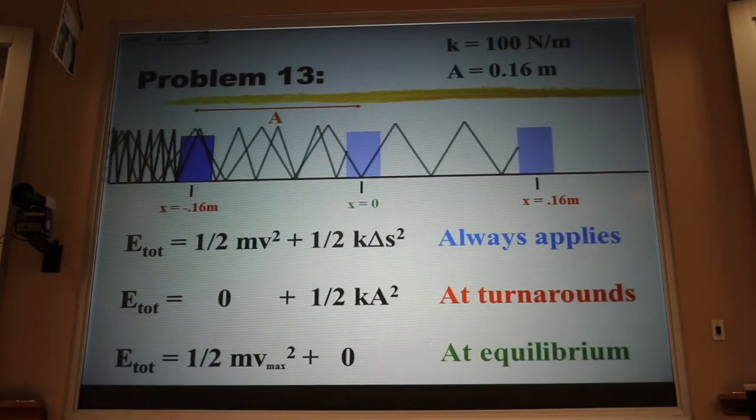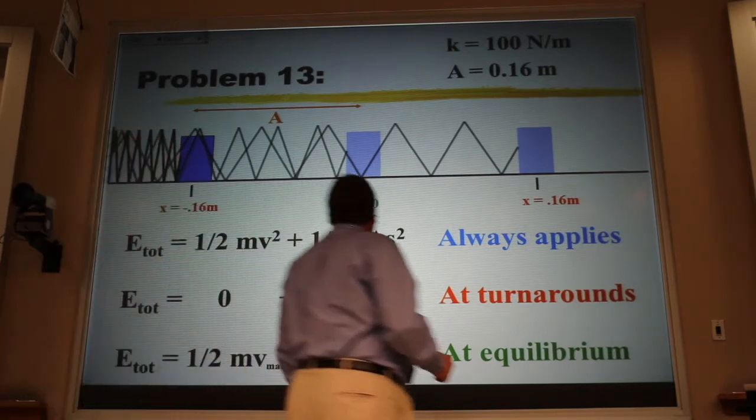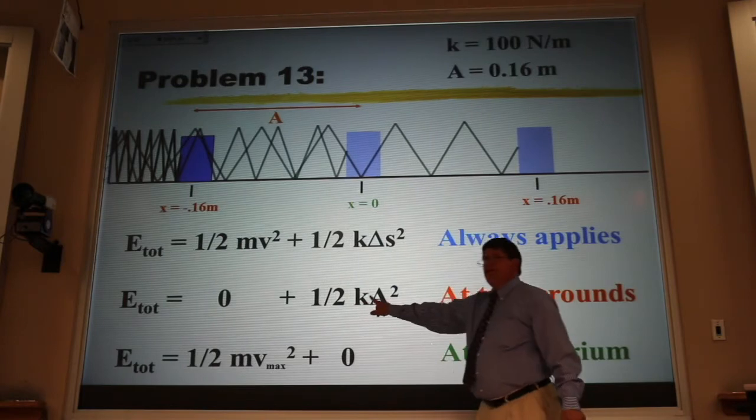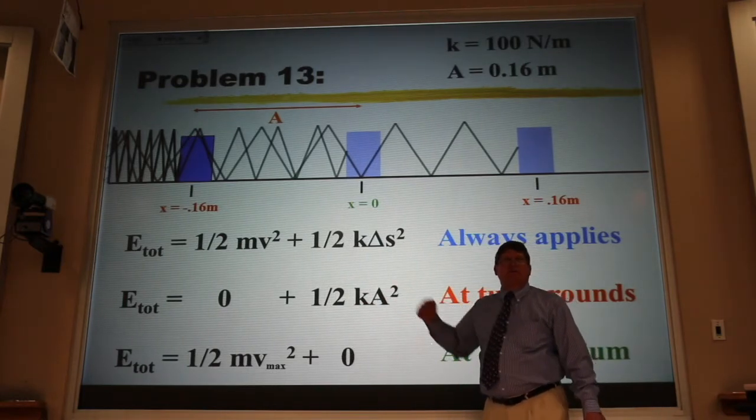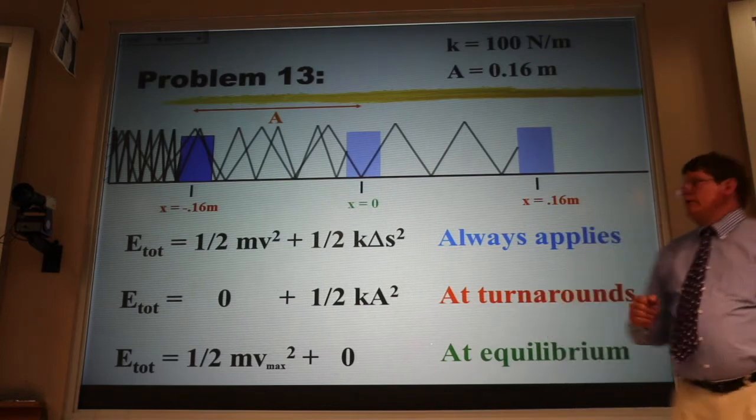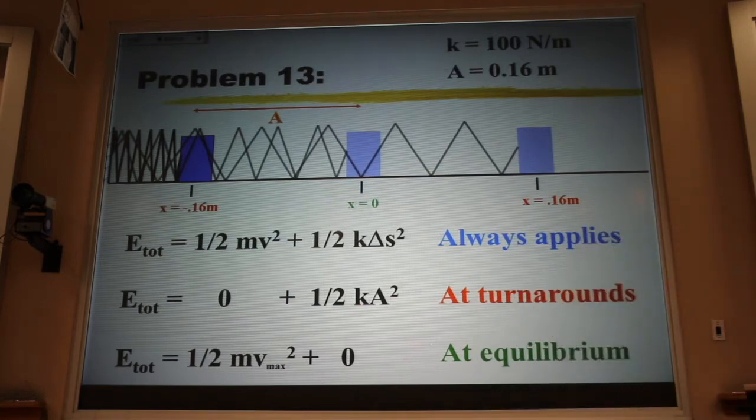Okay? In this case, I know what K is and I know what the amplitude is, and so I can find the total energy from this special case of the equation at the turnaround. And I find 1.28 joules.